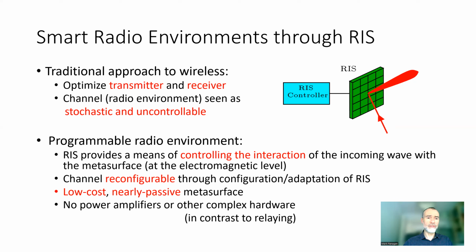Other advantages of these reconfigurable surfaces are that they can be manufactured at low cost and that they're nearly passive. In other words, the RIS will require some small energy to be configured to set the reflection properties, but then in its normal operation, it is actually passive. It's simply doing some reflection. And for this reason, it's a very green technology. One of the reasons I show it in green here is that it's a sustainable technology for 6G. And in contrast to its competitor, in other words, active relaying, you don't need any power amplifiers or other complex hardware.